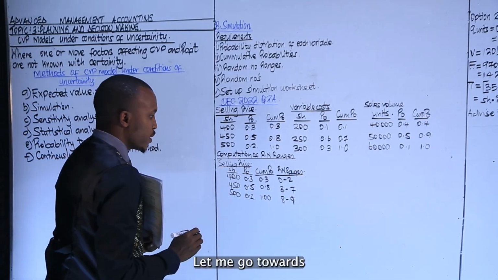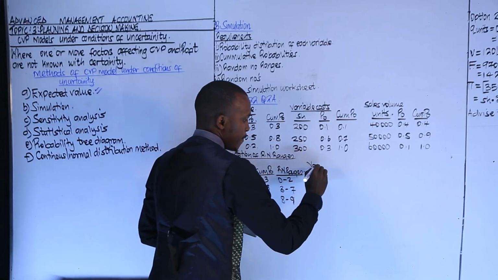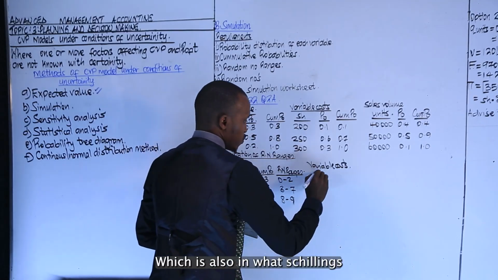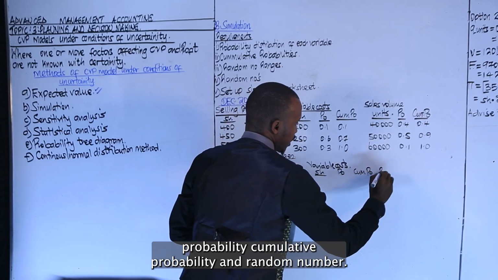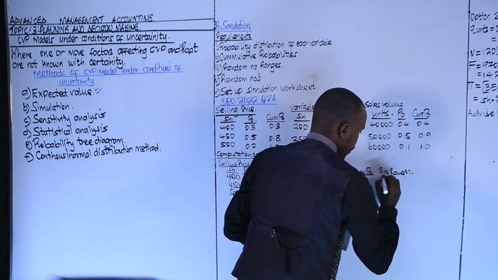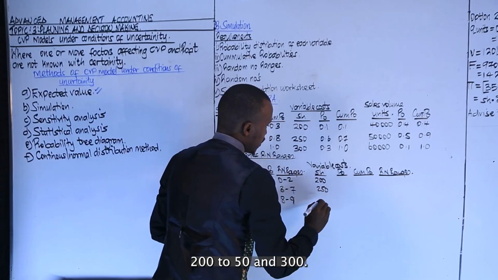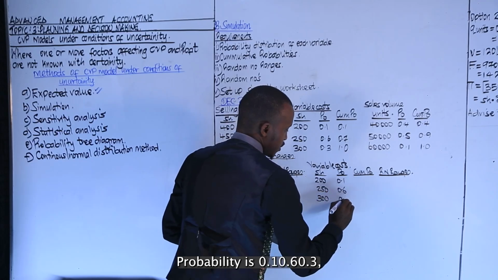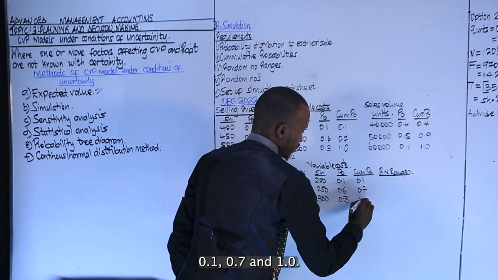Let me go to variable cost. Some of these items I am repeating, which is also in shillings, probability, cumulative probability, and random number ranges. $200, $250, and $300. Probability is 0.1, 0.6, 0.3, cumulative 0.1, 0.7, and 1.0.